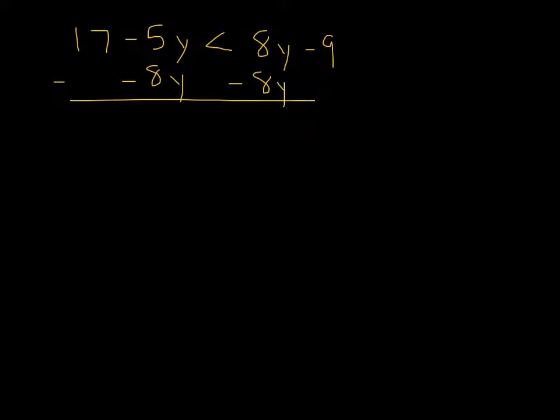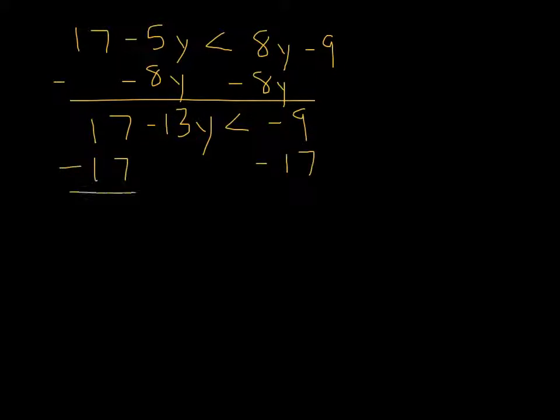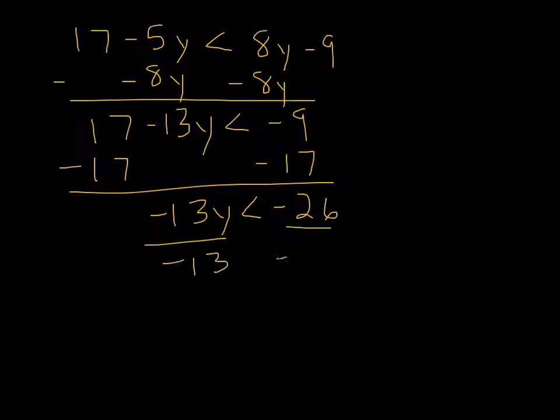Okay, and then we have 17 minus 13y is less than negative 9. And then we're going to subtract 17 from both sides. So you get negative 13y is less than negative 26. And now we divide by negative 13 again. So when you divide by negative 13, we flip the sign, don't forget. So y is greater than negative 26 divided by negative 13, which is going to be positive 2. So any number greater than 2 is going to be your solution there.